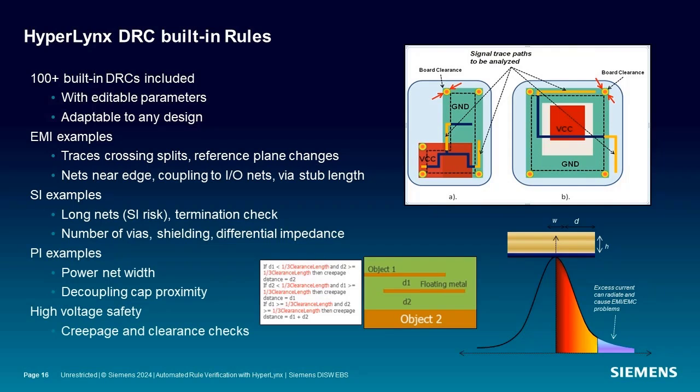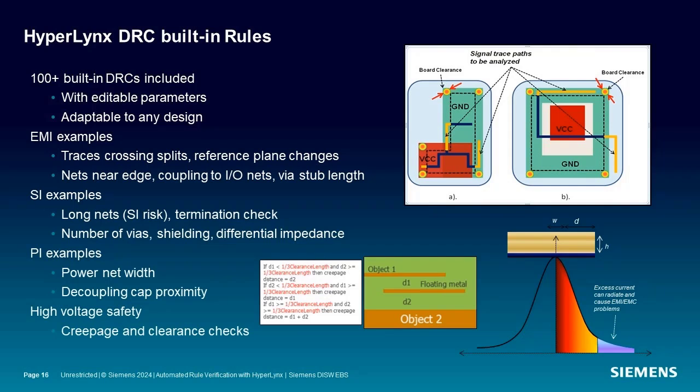Remember, HyperLynx DRC has an electrical perspective built into the rules that goes beyond what the layout DRCs can only check for, which is spacing and distance. The decoupling capacitor rule checks if it's near enough to an IC power pin to properly decouple it, but also checks the capacitance to see if it's the appropriate value to be able to decouple it properly.